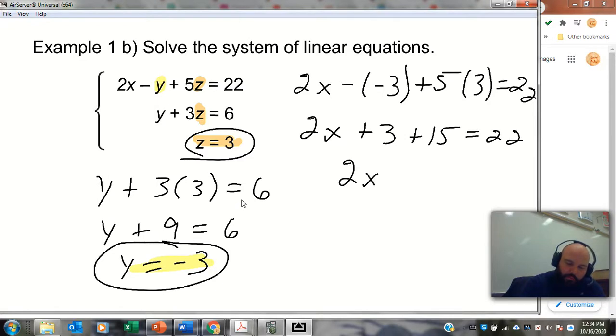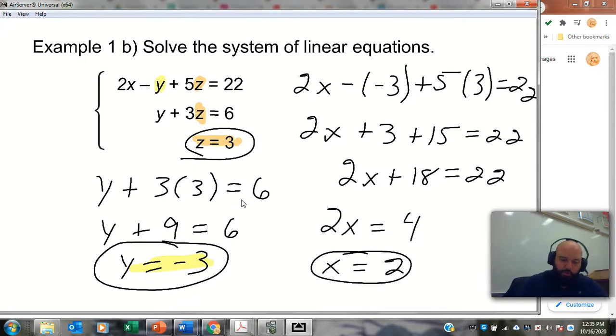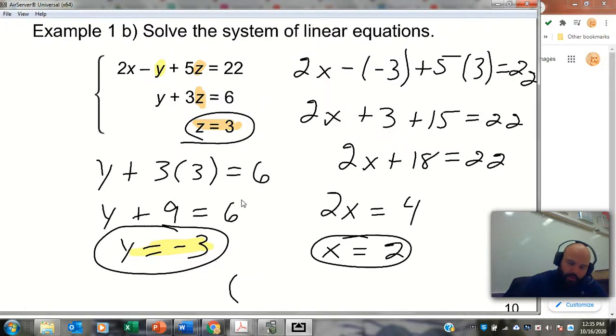Add the two like terms together. Subtract 18 from both sides, and then divide both sides by 2, and you get 2. So we get an ordered triple solution, and always list them in order. Make sure you alphabetize them when you list them. 2, -3, and 3. And there's our solution to that one.